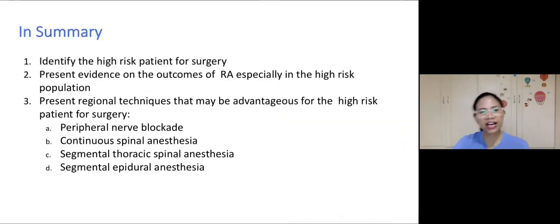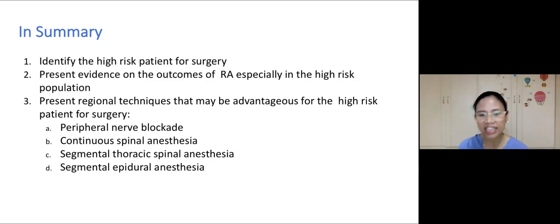I believe that after all the discussion we had, we were able to identify the high-risk patient for surgery. Also, we were able to review the evidence on outcomes of regional anesthesia, especially in the high-risk population. And again, we reviewed what techniques we can utilize for our patients, especially if they are high risk. Like I said earlier, it is a case-to-case basis. You are the best operator, the best judge to see what type of technique would best suit your high-risk patients.